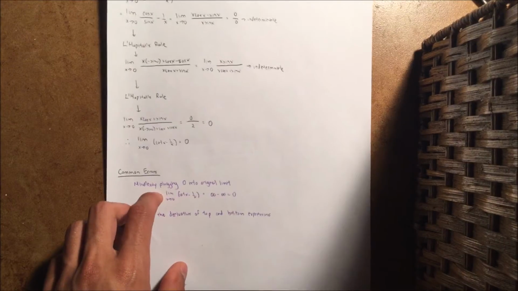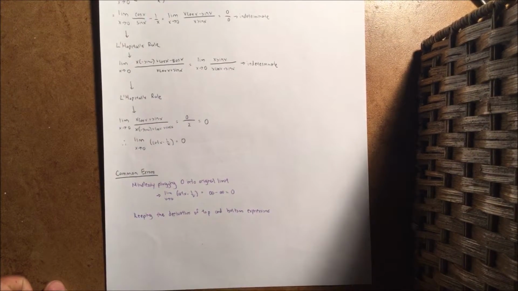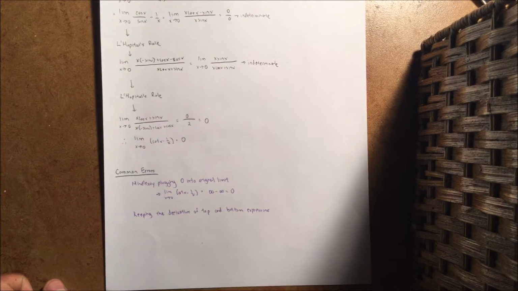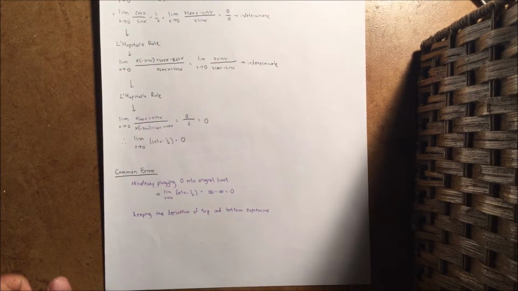Some common errors here: mindlessly plugging 0 into the original limit. Now notice that if we utilize the definition of the limit as x approaches 0 by plugging in smaller and smaller positive points into the limit, which is essentially taking the limit of 0 from the right, we will get the same answer as our correct answer, which is 0. However, the process for this is not correct and therefore will not be graded with full points.